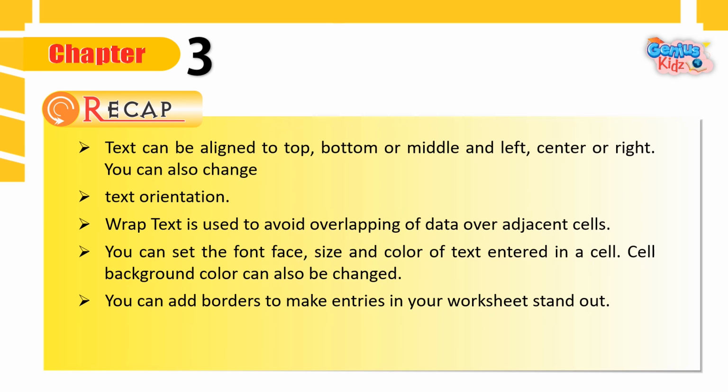Recap. Text can be aligned to top, bottom or middle and left, center or right. You can also change text orientation. Wrap text is used to avoid overlapping of data over adjacent cells. You can set the font face, size and color of text entered in a cell. Cell background color can also be changed. You can add borders to make entries in your worksheet stand out.